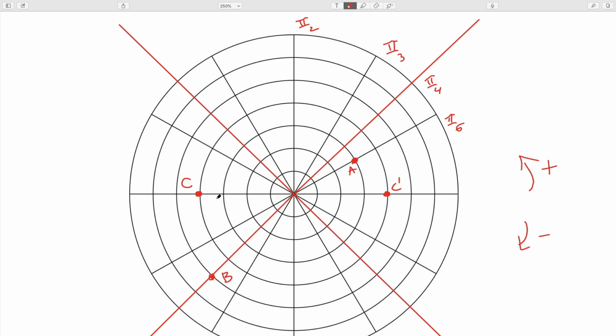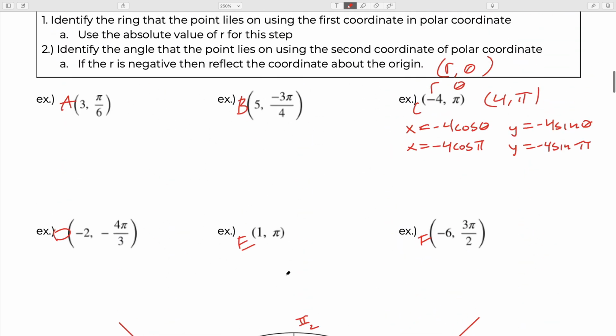Now, you might say, well, how am I getting this? Because obviously, if you did 4 and pi, then you would take the cosine of pi. So let's do the math here. Cosine of pi is equal to 1, and sine of pi is equal to 0. So all we're getting here is x equals negative 4, and y is equal to 0.